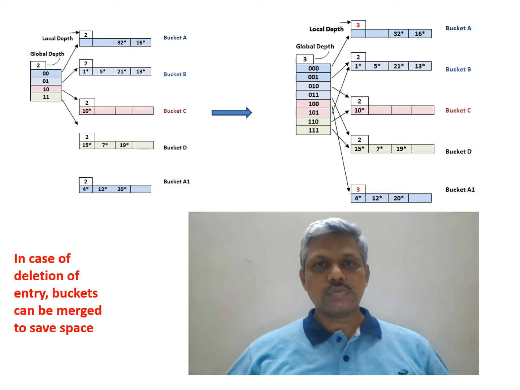Obviously what happens is we'll consider starting from 0, 0, 0 to 1, 1, 1. Total 8 pointers will be there now. Because we're going to split the bucket, we are now doubling the set of pointers. And now the global depth has increased to 3 because we're going to consider the last 3 digits of the binary string that is being produced.